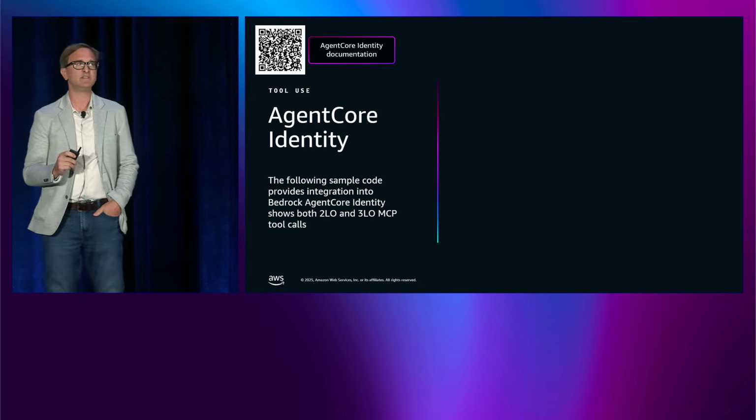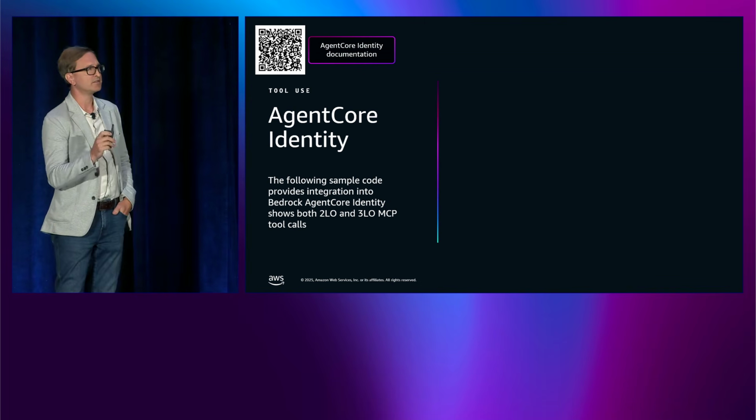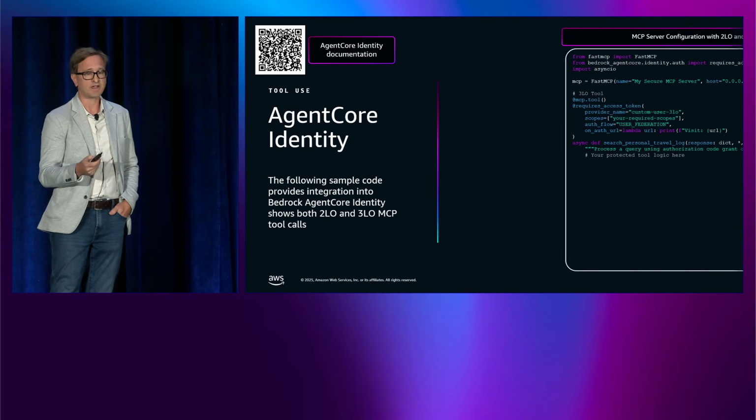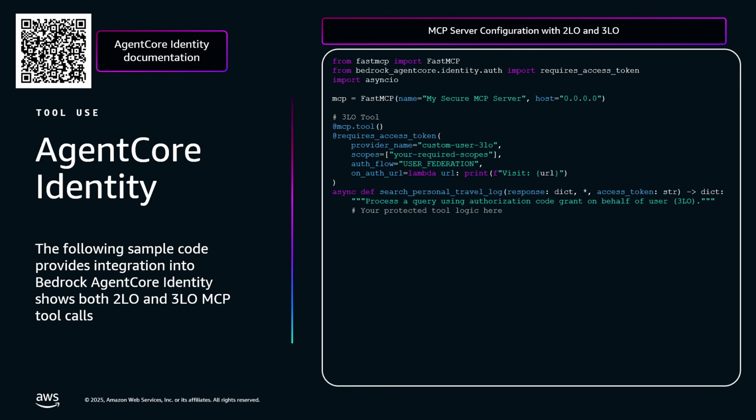AgentCore Identity is going to be the primitive service that you will use inside of AWS. If you're using AWS AgentCore, then this is how you can implement a two-legged or three-legged OAuth flow for your MCP tool calls. So if we think about creating an MCP server configuration that has a tool that we need to provide user-delegated access to, that's going to be a three-legged OAuth call.